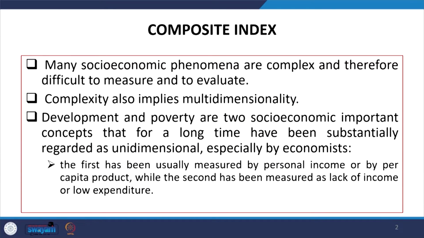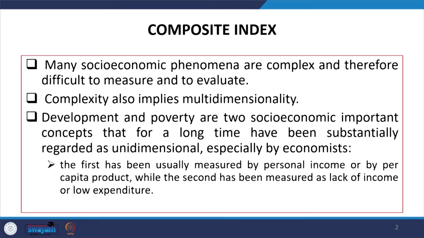On the first slide, I will discuss how this composite index is developed, and the background of this composite index. Many socio-economic phenomena are complex and therefore difficult to measure and to evaluate. Complexity also implies multidimensionality. Development and poverty are two important socio-economic concepts that for a long time have been substantially regarded as unidimensional, especially by economists. But in fact, it is not unidimensional, it is composed of so many dimensions.